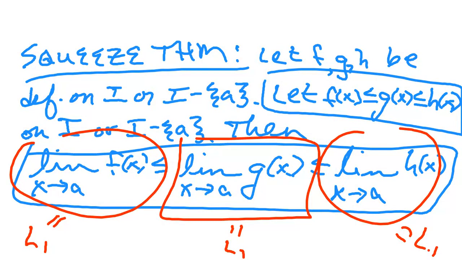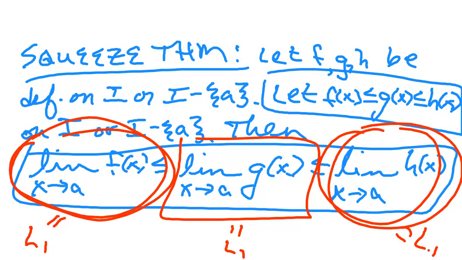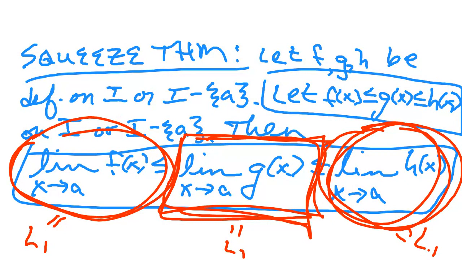So if I have two on the outside that I can handle, basically, or that I know what those limits are, then maybe one that I'm not really sure about, if I can guarantee that it lies on or in between these functions on that interval except for at a, then I'm going to be able to find that limit by utilizing the squeeze theorem.